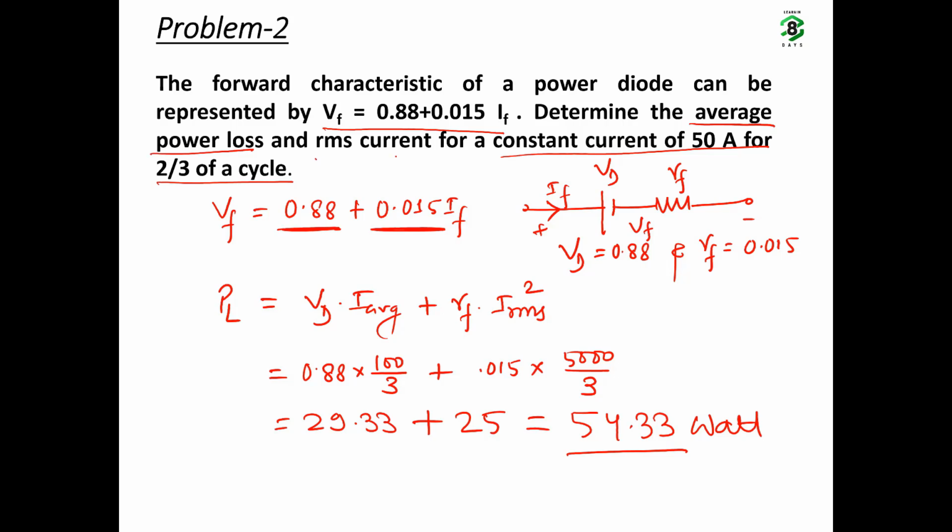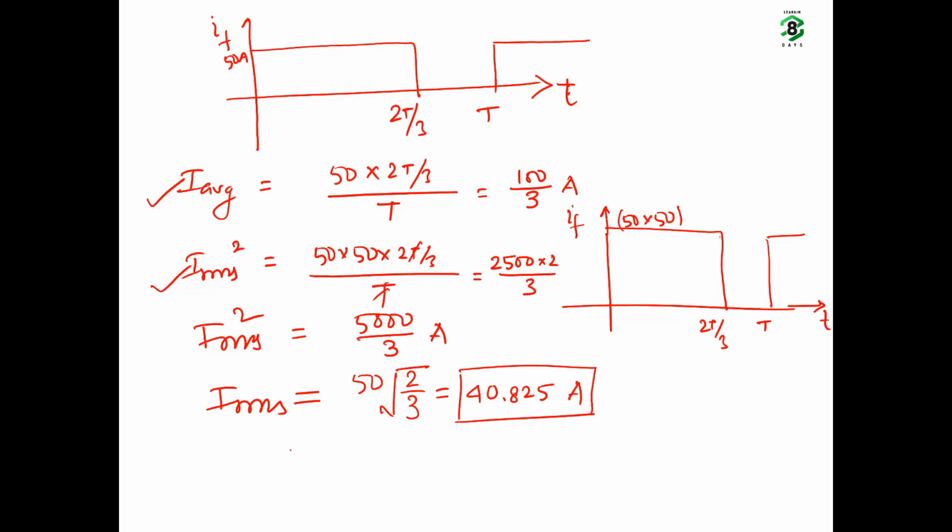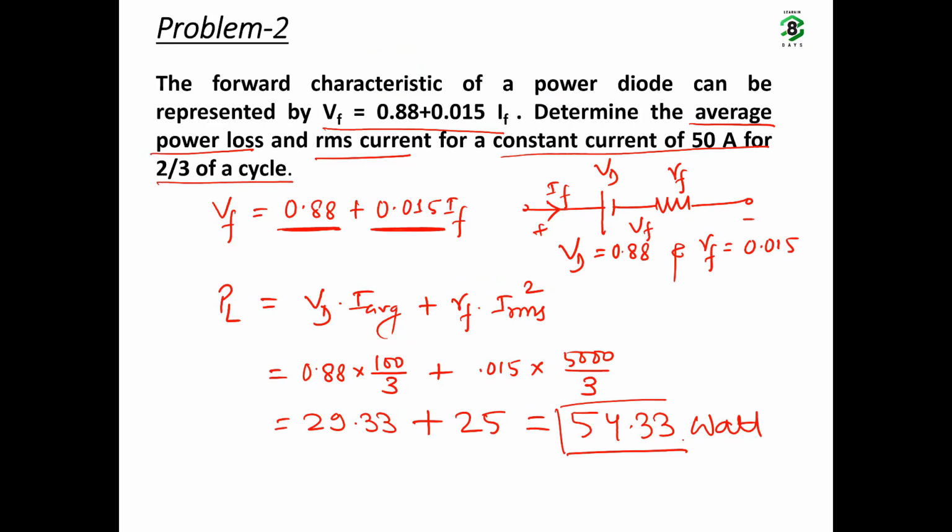And second, what is it asking? The RMS value of current. This is IRMS square, so we have to calculate the IRMS value. IRMS here we will get as 50 under root of 2 by 3. So how much will it be? 40.825 ampere. These are the answers. So you can see how we solve this type of questions.